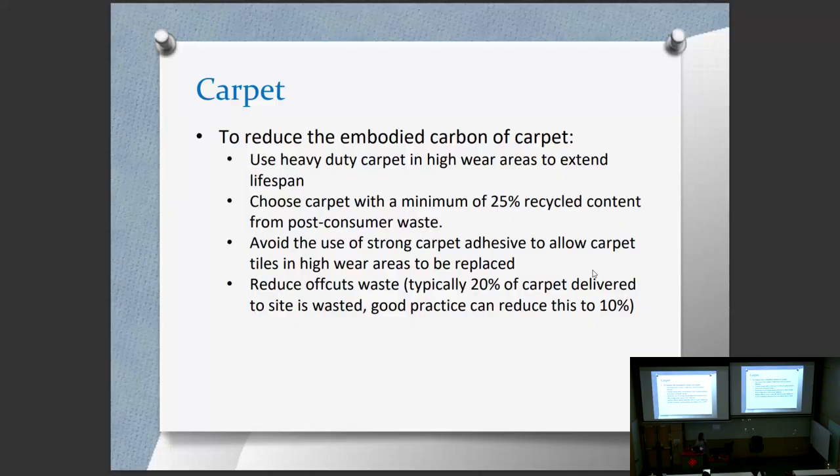Okay, so for some area where they may tear very badly, then we can replace it grid by grid. It would be easier. And reduce the off-cut waste. So typically 20% of the carpet delivered to the site is wasted. So by careful calculation, estimation, good practice can reduce this waste to only 10%.